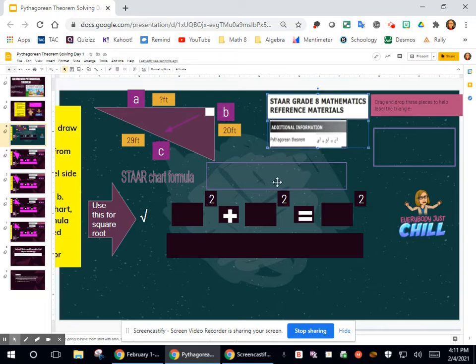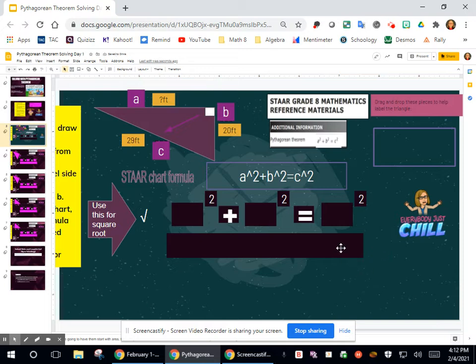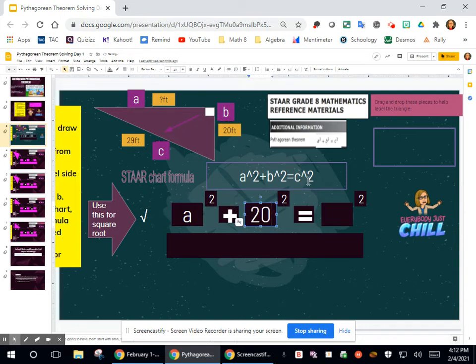Star chart's up here, but we need to get used to writing that formula. A squared. And the way you get that up arrow is shift 6. Plus B, shift 6, equals C, shift 6. Okay, A squared plus B squared equals C squared. Now I got to decide what I have and what I don't have. In my picture, there is a question mark on A. Poor A, we don't know what you are yet. B is 20, and C is 29.